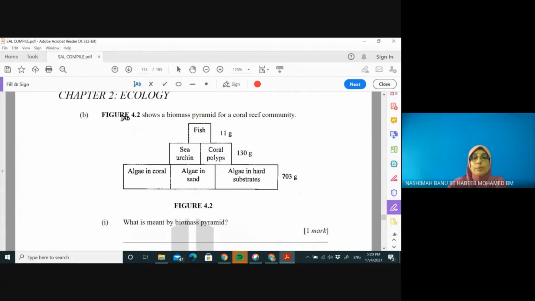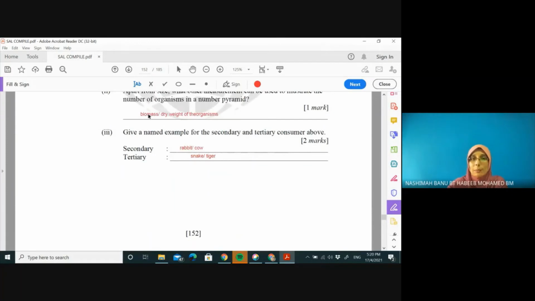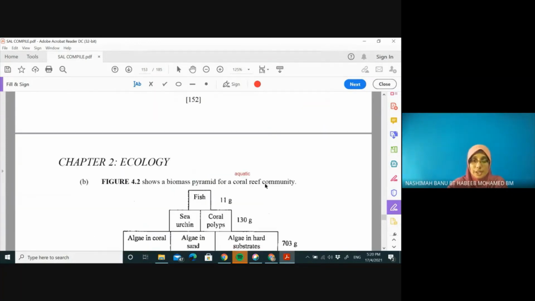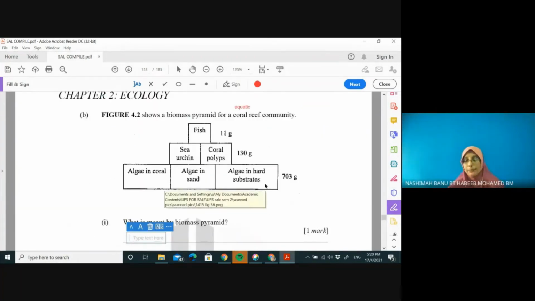Now, let's go for the B. Alright, so yang ni please be careful. Dia dah bagi dalam coral reef community. So apa yang you faham pasal coral reef community? So this one is the aquatic ecosystem. Okay, identify dulu. Then, what mean by biomass? Okay, atas ni kita dah jawab, nampak? Biomass means is a dry weight. Jadi macam mana kita buat?